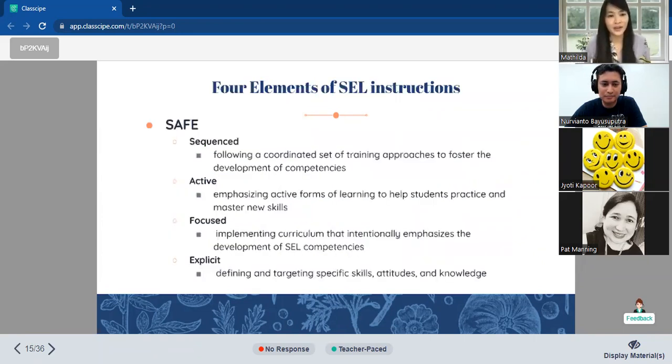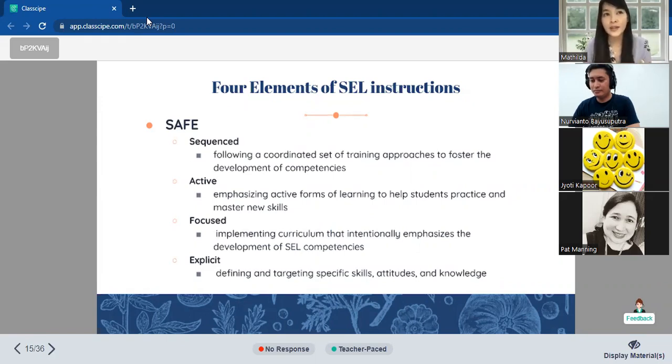So talking about SEL, these are the four elements or principles in teaching SEL skills. Let's make it a guidance. When we are about to teach SEL skills, it needs to be in sequence. It means that we follow training approaches, just like the teaching approaches that we use in our subjects. It needs to be in sequence because it is a skill, so we need to make sure that within the process, the skills are being developed properly.